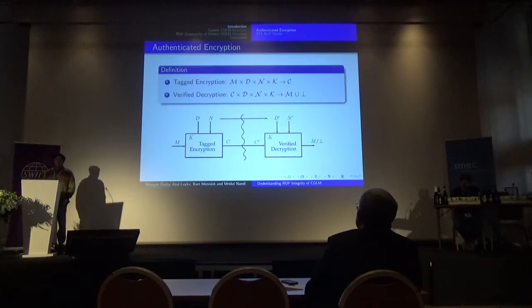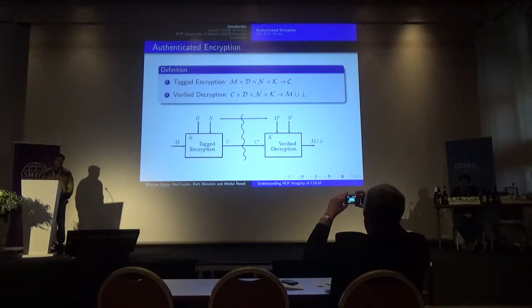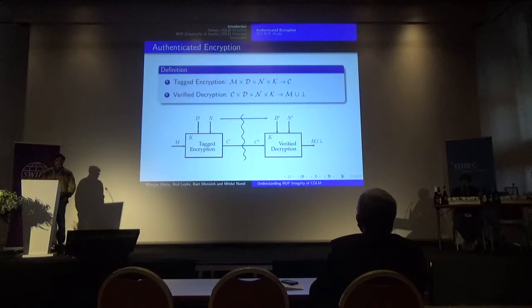As we all know, authenticated encryption is a scheme of two algorithms basically. One is tagged encryption that takes a message, associated data, a nonce, and the key, and generates a tagged ciphertext, that is a ciphertext with a tag. And the second one is verified decryption that takes a tagged ciphertext, associated data, a nonce, and a key as input, and first it verifies whether it is a valid tagged ciphertext or not. If it is valid, then it returns the message, and if it is not valid, then it just aborts.